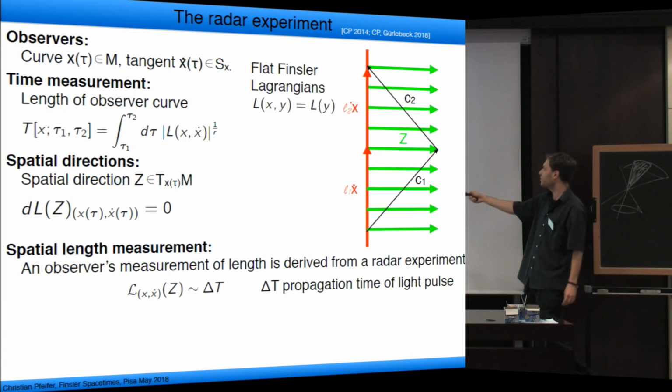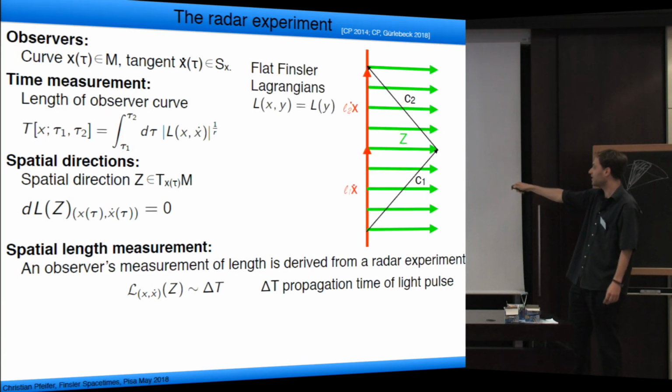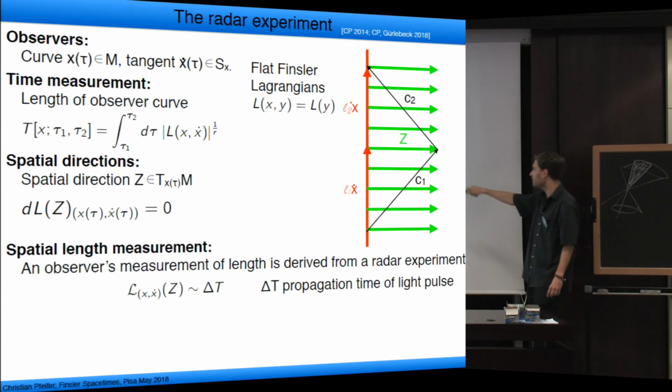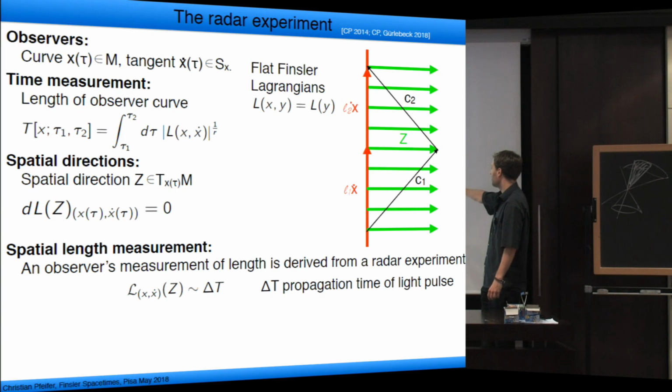So on a flat Finsler spacetime, I call a Finsler spacetime flat if the Finsler Lagrangian does not depend on the base manifold coordinates. We can imagine this radar experiment like in a vector space.